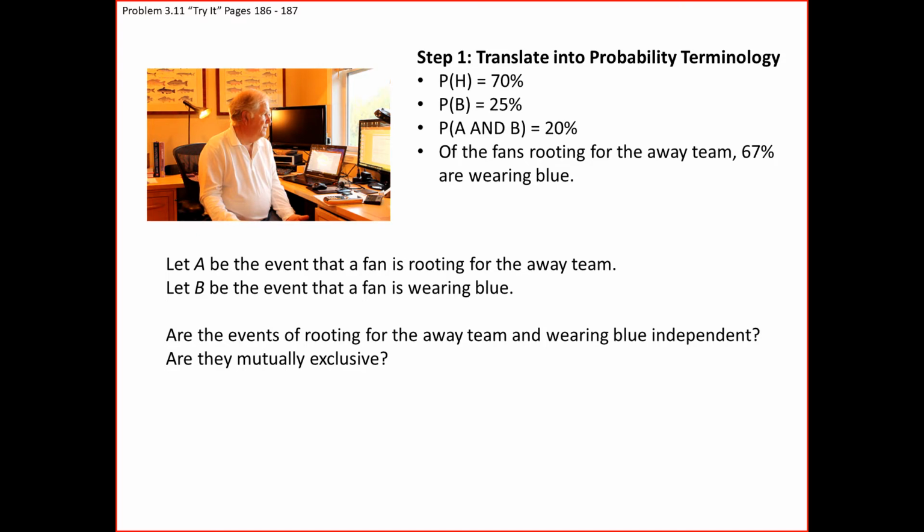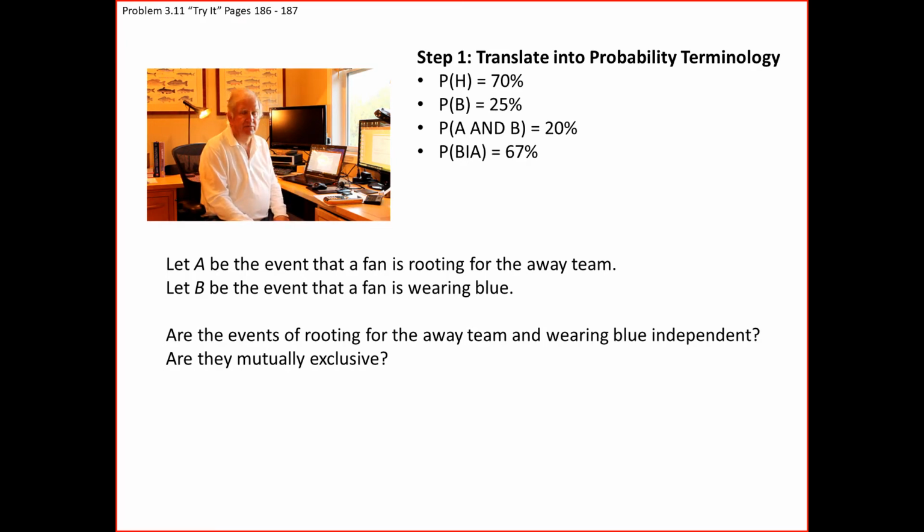Right? As we said, that word "given" in conditional probability reduces the sample space. We're not going to look at everybody in the arena. We're just going to look at the fans rooting for the away team. Of those fans, 67% are wearing blue. So you would write that as the probability of wearing blue given that you're rooting for the A team: P(B|A) is 67%. All right, so there's the translation.